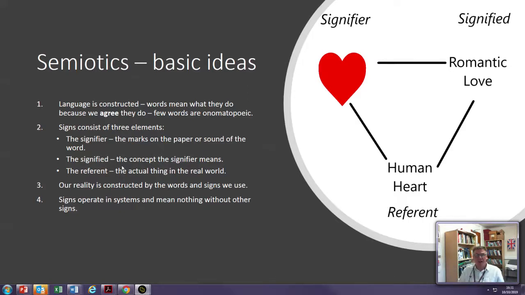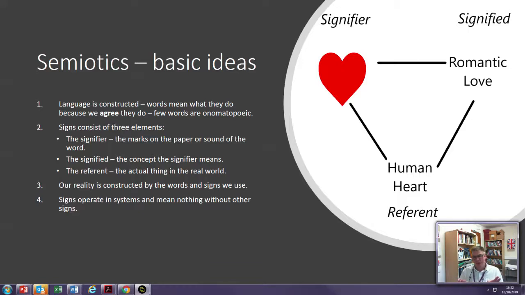The third idea is that our reality is constructed by the words and signs that we use. The way in which we think about something is constructed by the words we use. We can only think within a certain framework. Next week we're going to explore this idea in a little bit more detail and look at the concept of linguistic determinism, how our world is determined by our language.